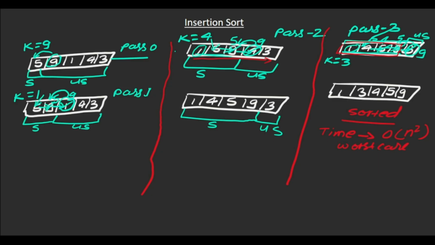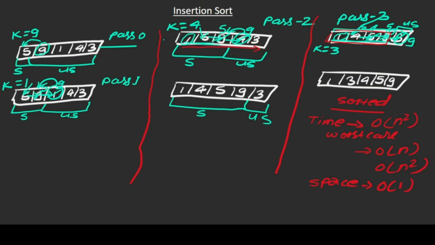But if the array is already sorted, obviously no shift, no swap is required, right? So in that case, it will be big O of n. So best case scenario, big O of n, worst case, n squared. Average case will be big O of n squared. Space complexity: since we are not using any extra space here, we are just shifting and swapping the elements, space complexity will be constant here.